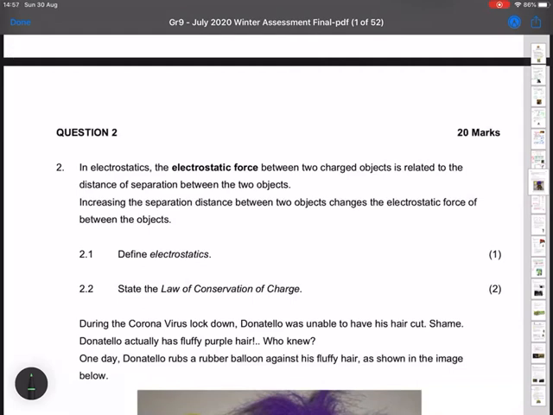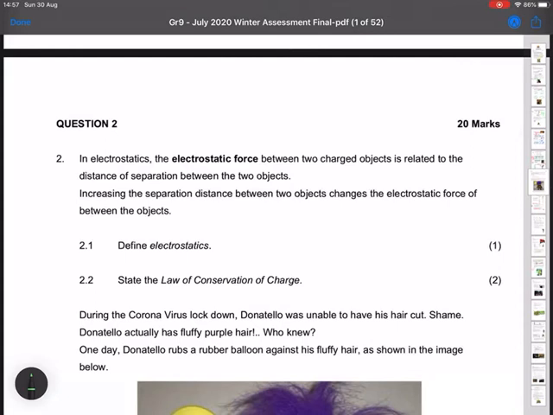Question 2, that was about electrostatics. In electrostatics, the electrostatic force between two charged objects is related, we don't know how yet, to the distance of separation between the two objects. Actually, you do know how from the experiments that you did in class before lockdown began. Increasing the separation distance, so meaning a bigger distance between the two objects, changes the electrostatic force between the objects. So you've got definition and a law. I'm not going to read those to you because those are straight from your notes.